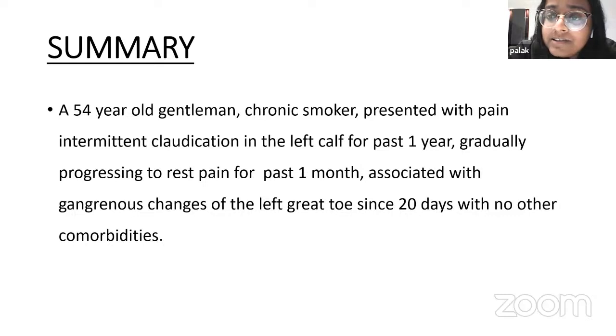Should we move to the examinations? We don't have much time. One more point I want to add. In that criteria, absence of diabetes or hyperlipidemia is also one of the points. Just check that. Yes, sir. Just smoking and no other risk factor.